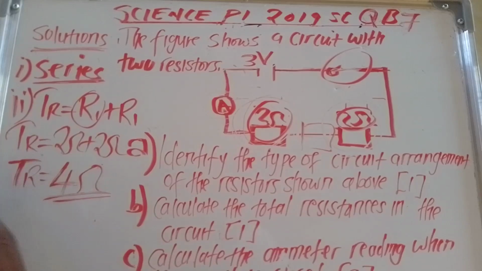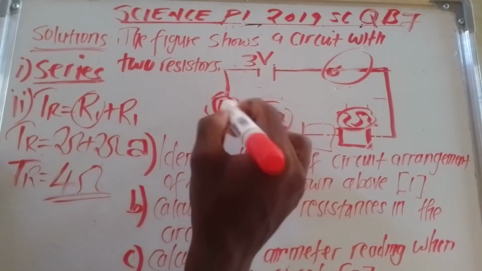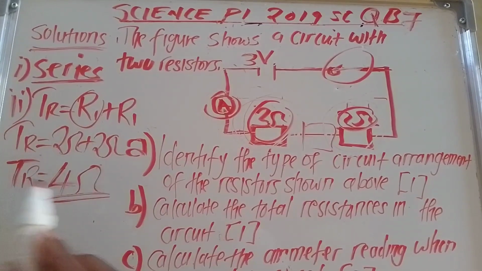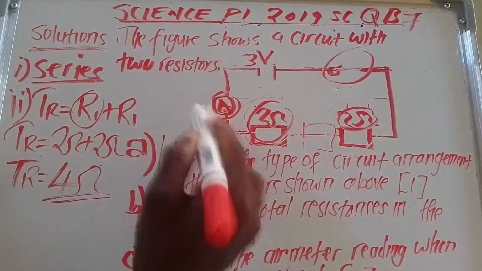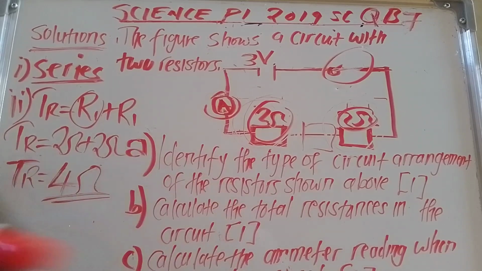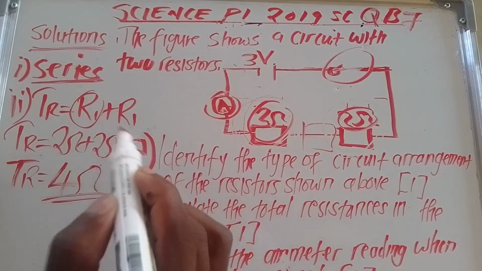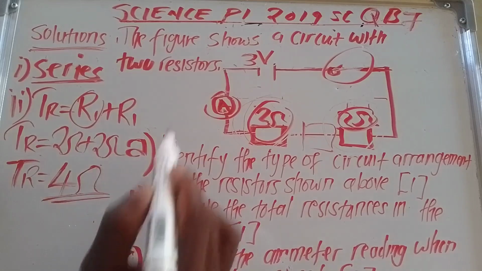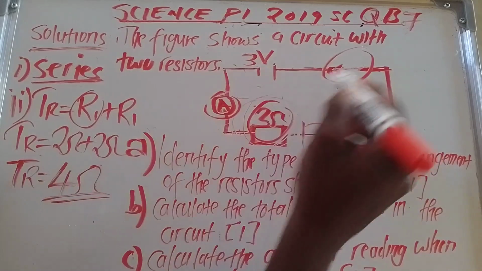Because you need to understand that whenever you see a circle with an A inside, just know that we're talking about the ammeter. And what is shown on the ammeter is the current. Since we have been taught to calculate the ammeter reading, what the ammeter reads is the current. So in this case, what we are asked to calculate is the current when the circuit is closed.